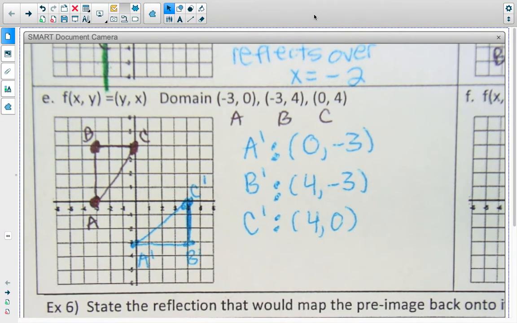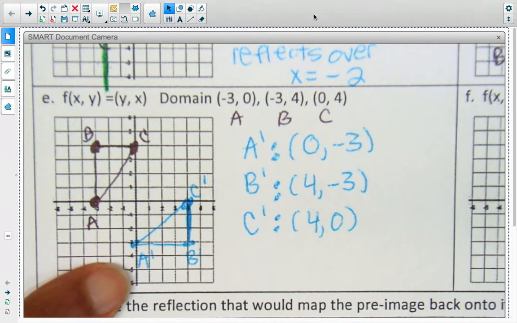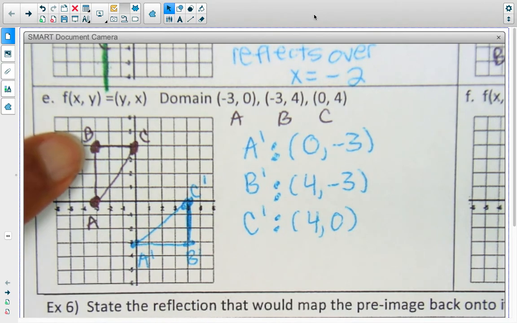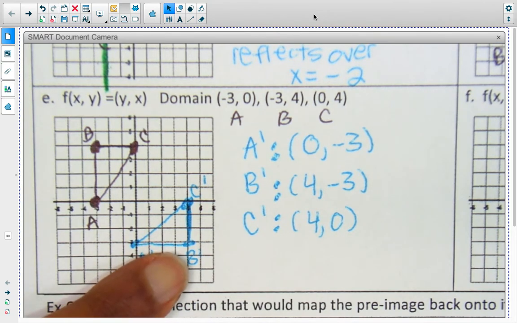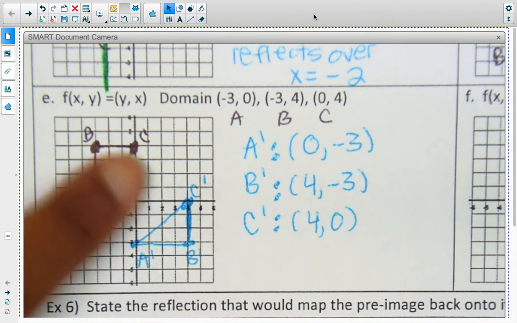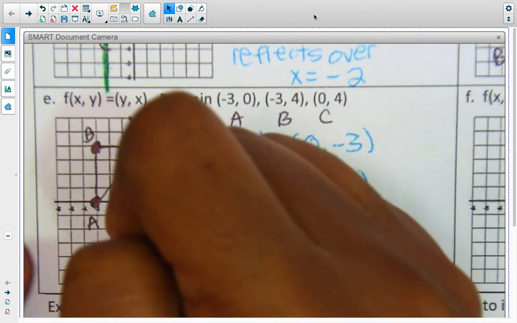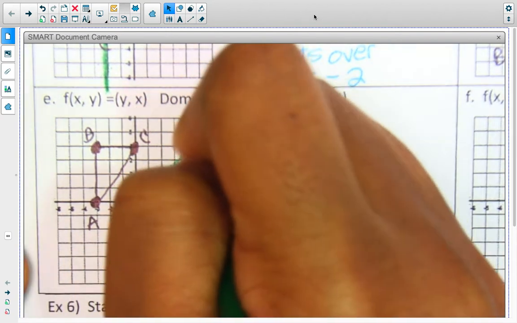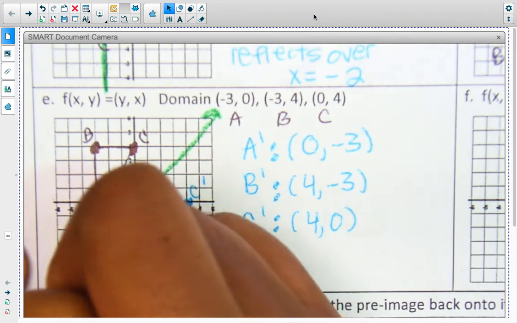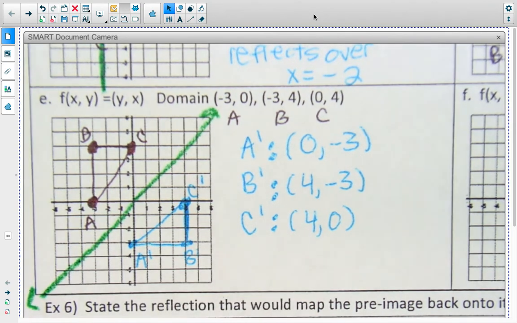Now, let's see here. So I see that A was there, and this is A prime. I see that B jumped all the way from this quadrant over to this quadrant, and then C kind of did something here. So it's not necessarily a vertical or horizontal reflection. This is actually going to be a diagonal reflection. And this one rotates. This one reflects. We'll get to rotations later this week. Okay. This one reflects across this diagonal line.